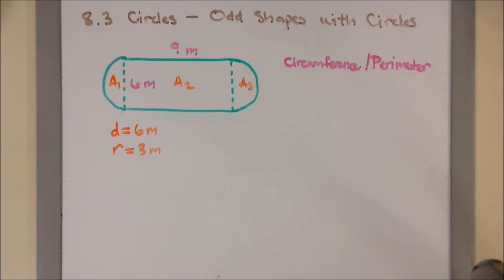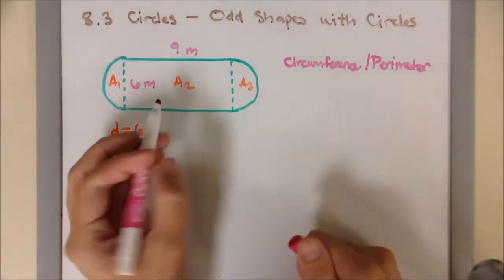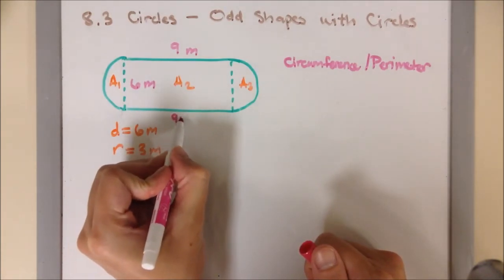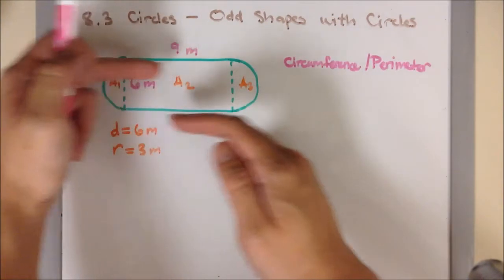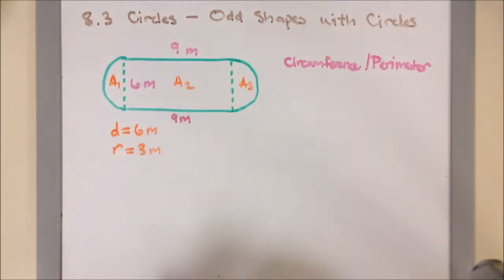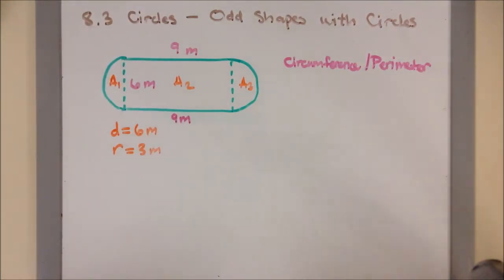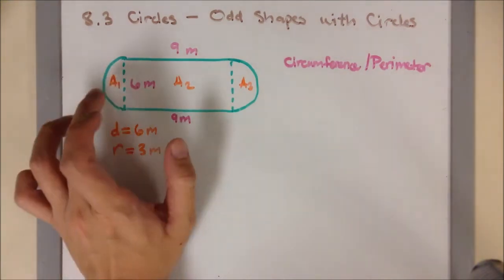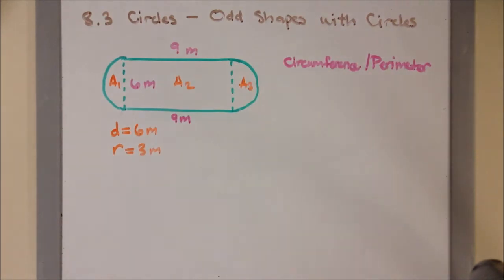In order to do that, we know that if this is 9 meters, this is 9 meters right here. So I'm going to write 9 meters. That's all I need for the horizontal lines. Now for the curved side, I need to know the diameter or radius. Depending on which formula you use, you can use either diameter or radius. Now let's ignore the A1, A2, A3. We're going to use those later on for area.